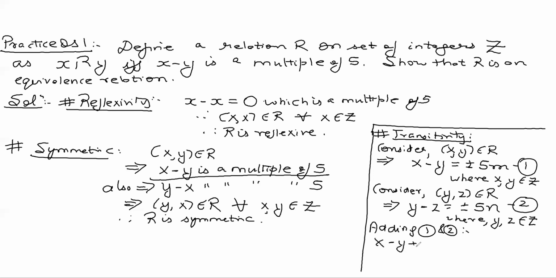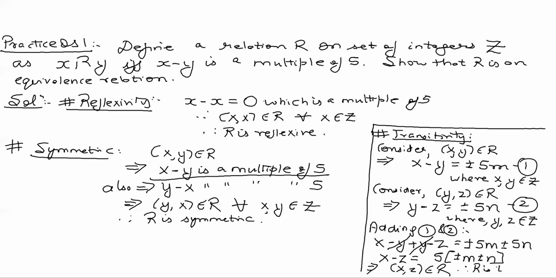x minus y plus y minus z is equal to plus minus 5m plus minus 5n. y and minus y cancel, so x minus z is equal to 5 times (plus minus m plus minus n), which implies (x, z) also belongs to R because x minus z is a multiple of 5. Therefore, I can say that R is transitive.